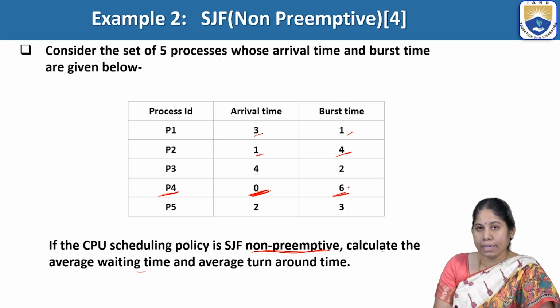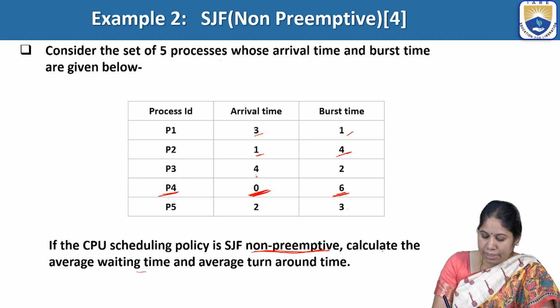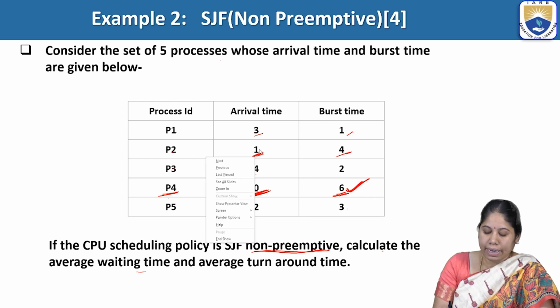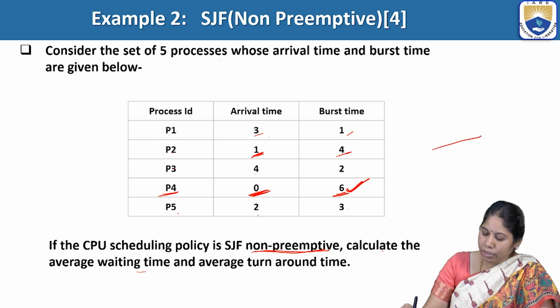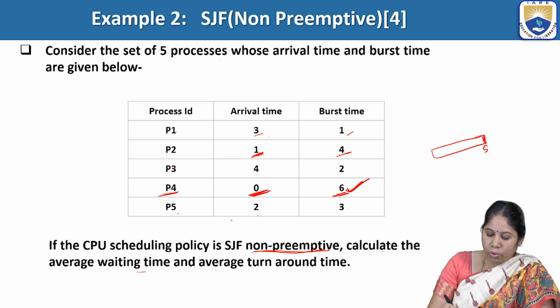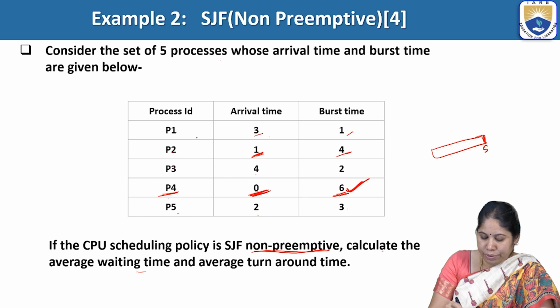After those 6 units of time, who are the processes in the ready queue? All the other remaining processes have come into the picture. P4 is executed. Now in the ready queue, P2 arrived at 1, P5 arrived at 2, and P1 arrived at 3. So by that time, the processes in the queue are P1, P2, P3 and P5.